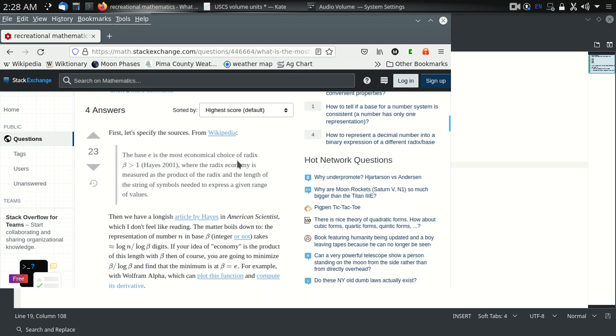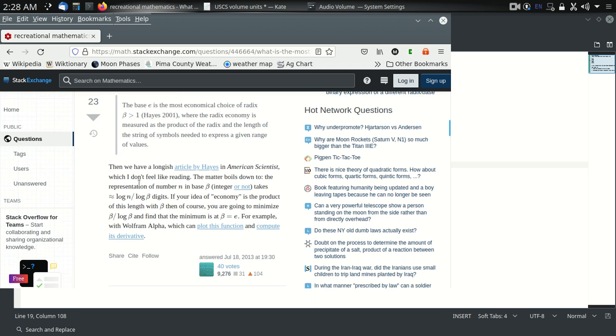Base e is the most economical choice of radix β greater than 1, according to Hayes 2001, where the radix economy is measured as the product of the radix and the length of the string of symbols needed to express a given range of values. Which actually, that's a pretty reasonable way to look at that. So then there's more that he doesn't feel like reading. I understand that. I'm abbreviating even these little paragraphs.